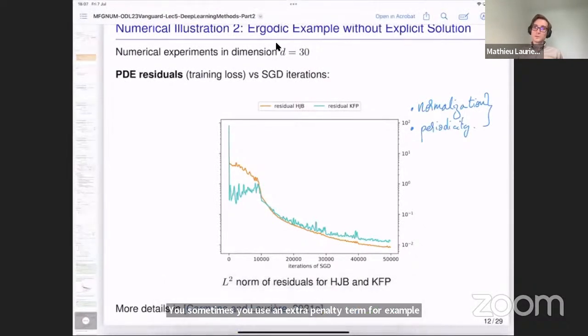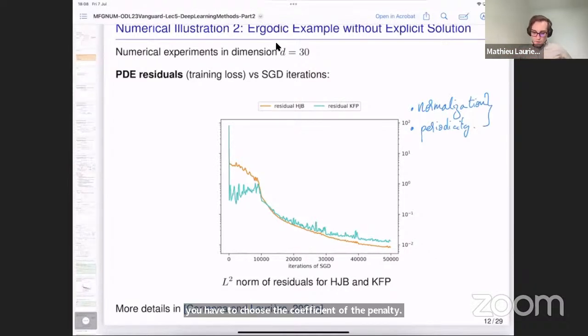Sometimes you can ensure it by construction also. So it's possible to design neural networks that are periodic by construction. In this case, you don't need to add any extra penalty in your loss function. It's also possible sometimes for Dirichlet, Neumann boundary conditions, you can impose them by construction of the neural network using some specific architecture. But in general, you can do that by penalization. But of course, the price to pay is that you have to put this penalty in your cost and you have to choose the coefficient of the penalty.